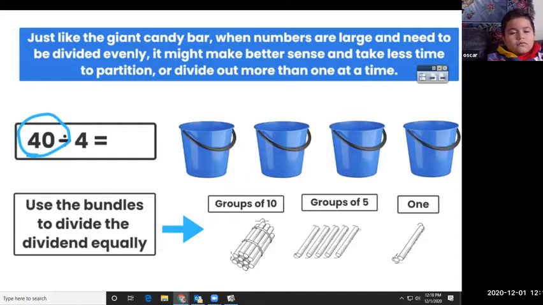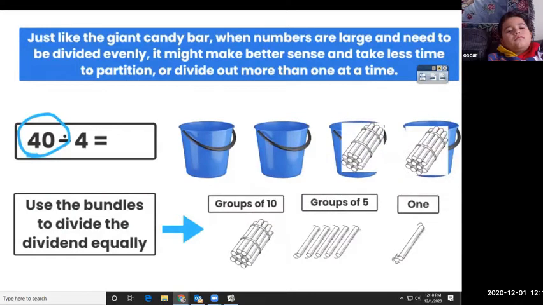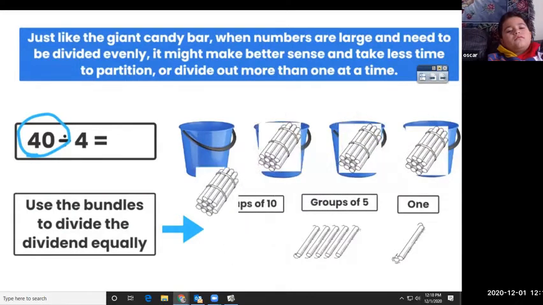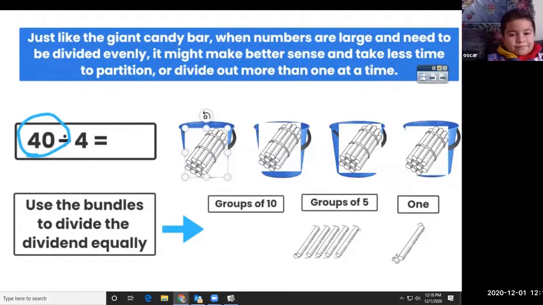Okay, but let's try groups of 10, see if that's even quicker. 10, 20, 30, 40. Yeah. Well, when we take and we share 40 in groups of 10, well, that went very quick. All right, so that shows us that we've got one bundle of 10 in each bucket. So that must mean that our quotient is 10. 40 divided by 4 equals 10 because each bucket had 10 in it.